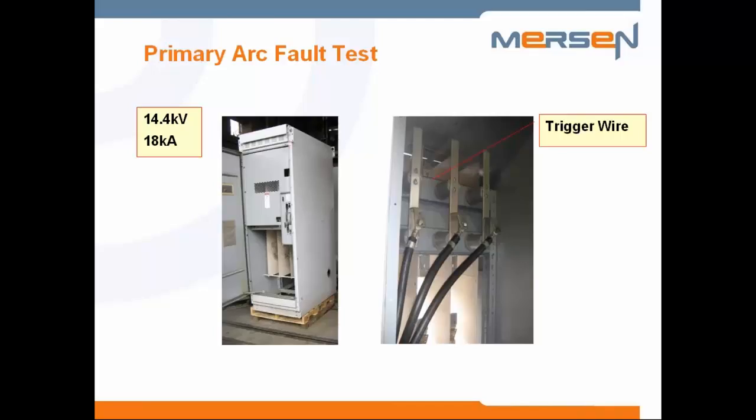Upstream from this switch is a 100E fuse, and up in the top of this is a trigger wire connected between A, B, and C phase. So when they close in on this fault, 18,000 amps will begin to flow and melt that wire and create an arc flash.